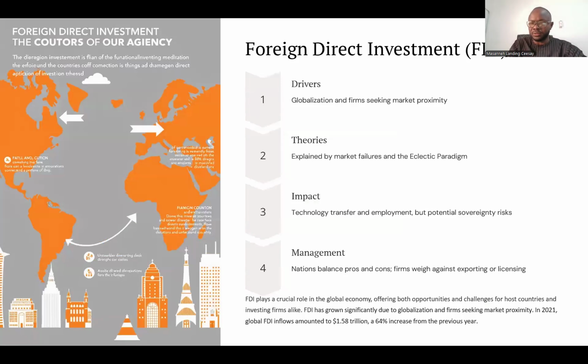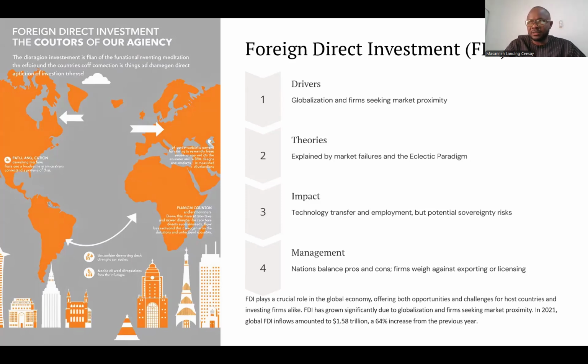Another concept that we've dealt with under this model is the concept of foreign direct investment. So again, foreign direct investment is on the rise, and this is largely due to globalization, and also firms are seeking market proximity. FDIs have been on the rise, especially if you look at the amount of FDI inflows in 2021, which was 1.5 trillion US dollars. This is an increase of 64% from the previous year, 2020.